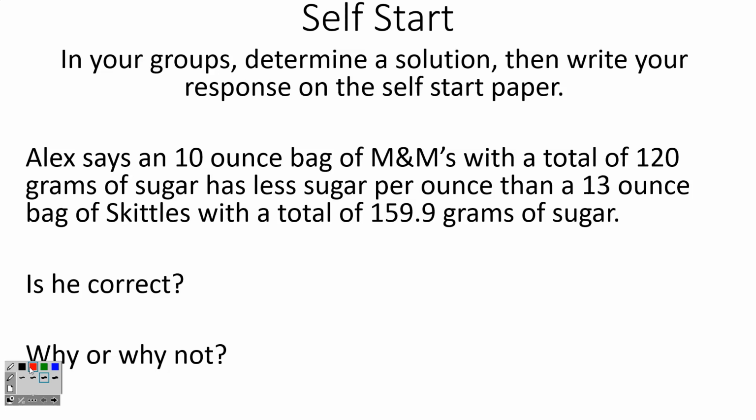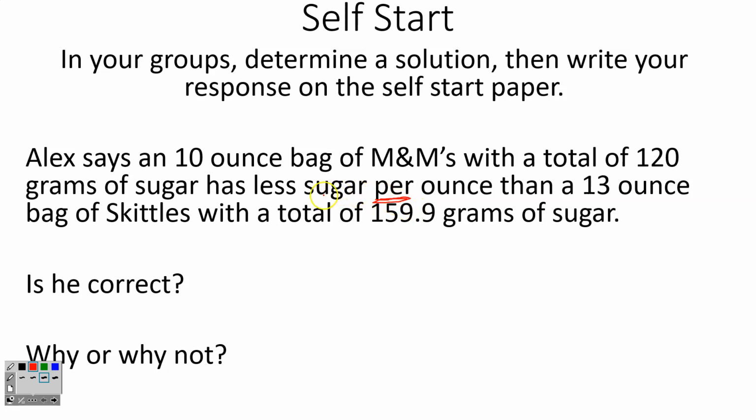So it says, Alex says a 10-ounce bag of M&Ms with a total of 122 grams of sugar has less sugar per ounce than a 13-ounce bag of Skittles with a total of 159.9 grams of sugar. Is he correct? Yesterday we talked about unit rates and how to find them. It's because of that word right there, per, which means divide. It's one of our keywords we've been teaching for the last couple of weeks now. Right there, we're going to be dividing.